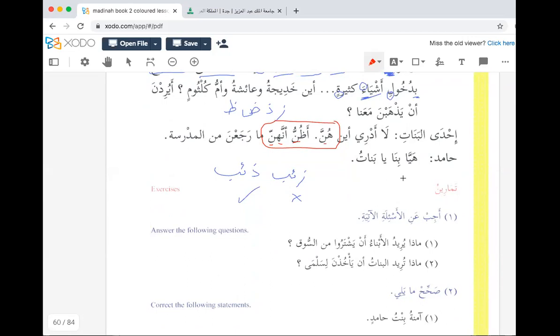And to conclude, yeah, Hamid. Hayya bina ya banatu. Hayya bina. And this is the first time that's being mentioned. Ya banatu, hayya bina, ya banatu. Come on, let's go. Hayya bina, this is a nice way of speaking. Come on, let's go.